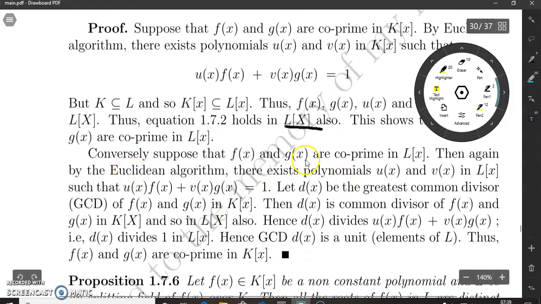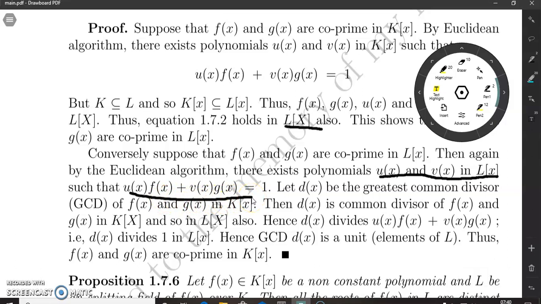Now conversely, suppose that f(x) and g(x) are co-prime in L[x]. Then again by the Euclidean algorithm, we have two polynomials u(x) and v(x) in L[x], because they are co-prime in L[x]. Remember that, you should not have any type of confusion. So we have polynomials in L[x] such that this relation holds. Now our aim is to prove that they are co-prime in K[x]. For this purpose, we assume that d(x) is the greatest common divisor of f(x) and g(x) in K[x].